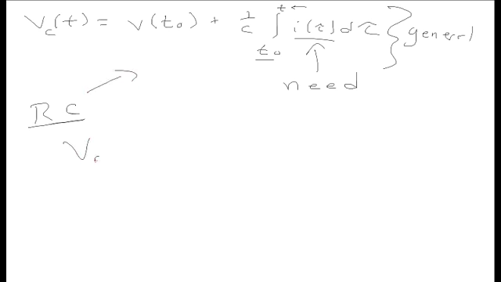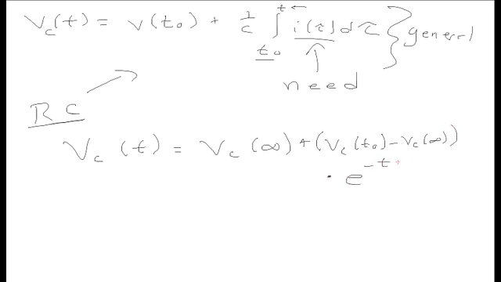We know that Vc of t is given as Vc of infinity, either if it's charging or discharging, we have to be aware of that, plus Vc of t0 minus Vc of infinity, and all of that is multiplied by e to the negative (t minus t0), making sure the brackets are in the right place, over, and I'm going to use the symbol tau again. So, this equation is what we get.